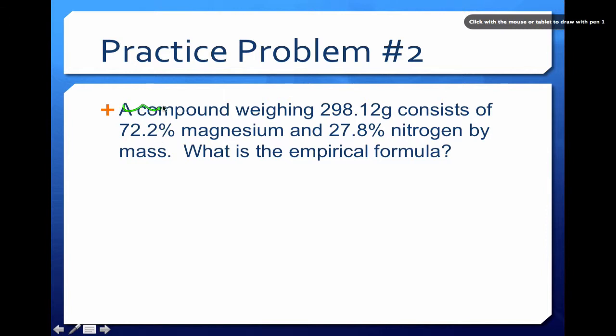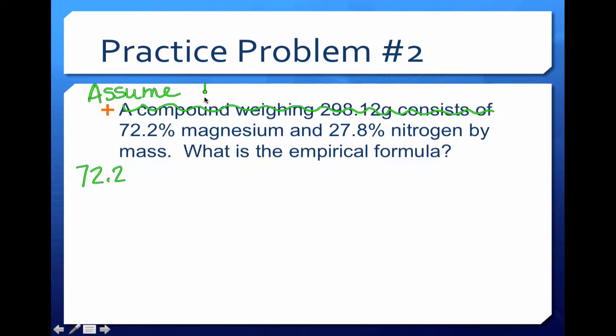And this is unnecessary information up here. I don't care how much of that compound I have. It doesn't affect how I'm going to do this calculation. This one says I have 72.2% magnesium. So 72.2%, I'm going to assume 100 grams of the sample, because that makes my math a whole lot easier.